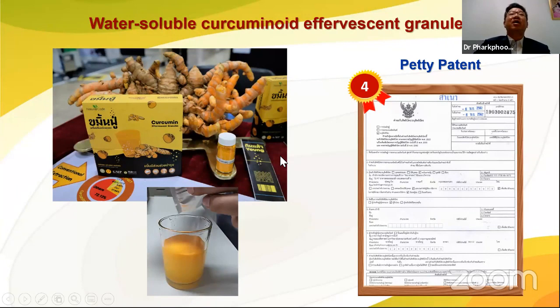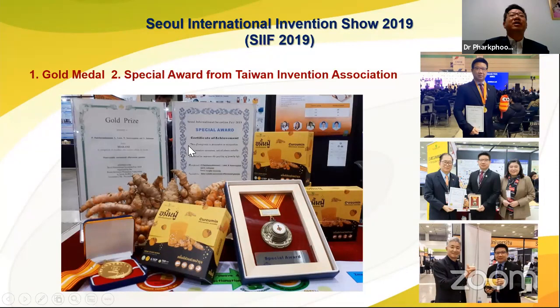After that, we also used the ternary complex for formulation of a new product, the water-soluble curcuminoid effervescent granule. This is in powder form, and we made it easier to drink, and we applied for a patent. And last year, we got two awards from the Seoul International Invention Show in Korea. One is the gold medal award, and the second one is the special award from Taiwan.